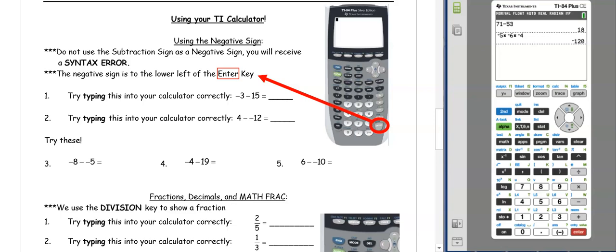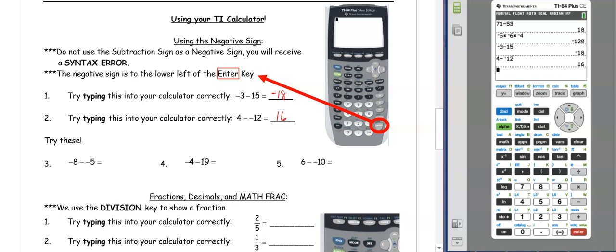-3 minus 15. So we're going to use the negative sign, 3 minus 15. And we get -18. In number two, we have 4 minus -12. So 4 minus -12, and that will get us 16.